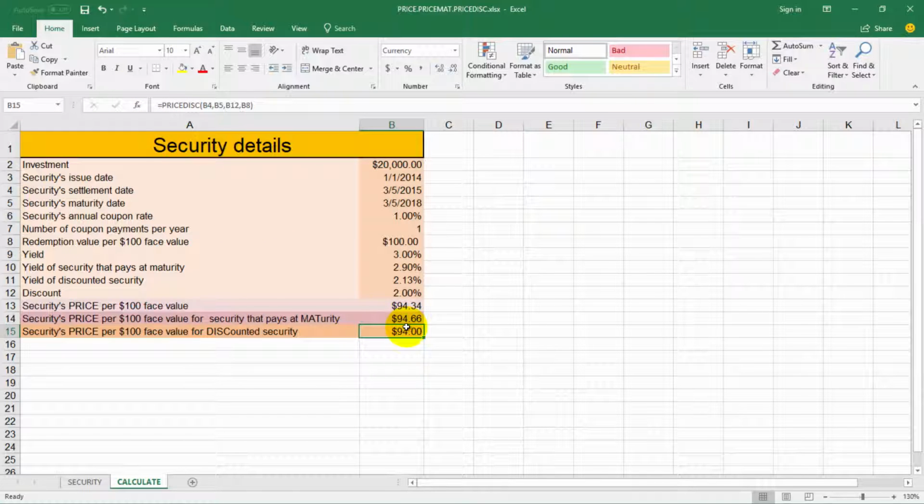Take note that here we used the discount rate in cell B12 instead of the yield for the discounted security, which is in cell B11.